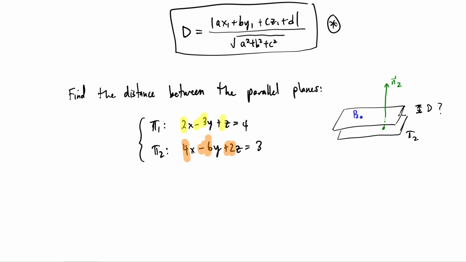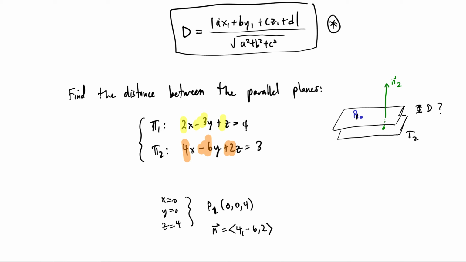So let's find a point. The easiest way to find a point here is to zero out the components. So if you do x equals 0, y equals 0, then for plane 1, z has to equal 4. And so this means that our point P1 has coordinates 0, 0, 4. And our normal vector, we already know from this one, is going to be 4, negative 6, and then 2.